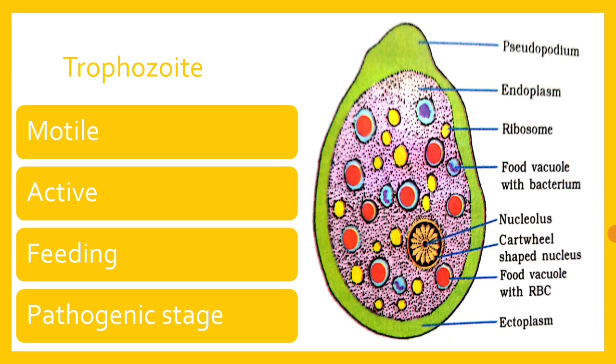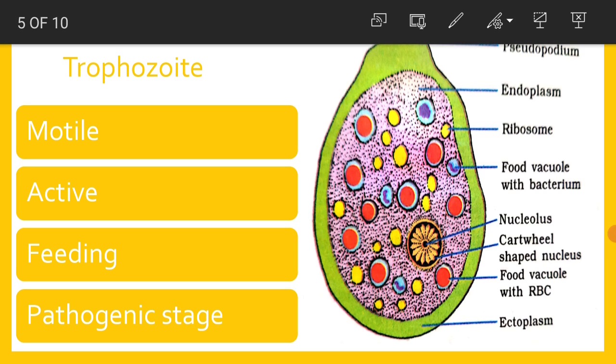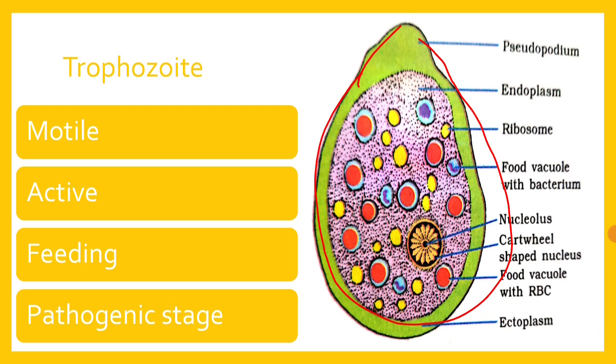Trophozoite. In this diagram, you are seeing the trophozoite of Entamoeba histolytica. It is a motile stage, active stage, feeding stage, and pathogenic stage. The disease amoebiasis is caused by this trophozoite stage because it feeds on intestinal mucosa. And the body of trophozoite is covered by plasma membrane. And here you can see one pseudopodium, which is a finger-like projection.